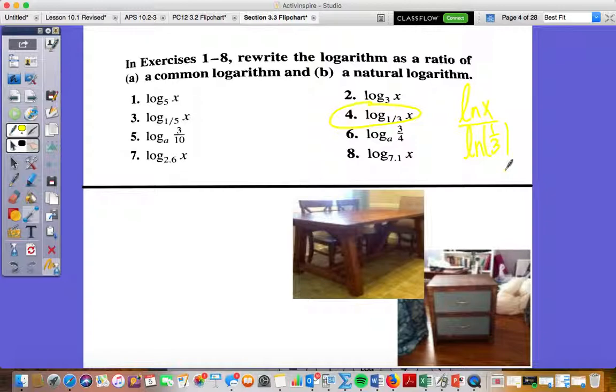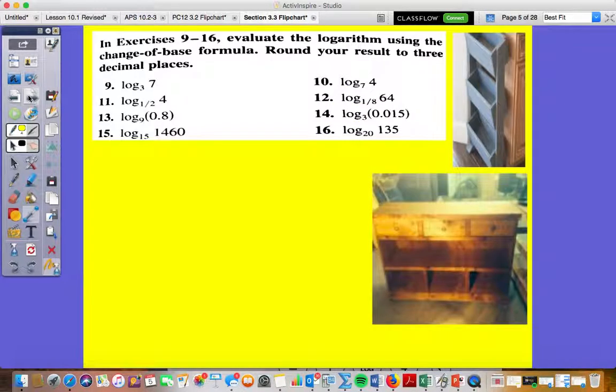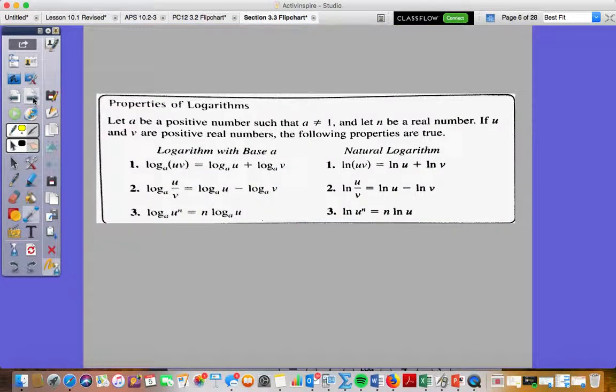Number 3. Ooh, yes. Number 3 is a little tougher. That's going into our third topic. Okay? Or I say second topic. And we're going to go into it this way. I will tell you, this is the part that you're going to be tested on more than the change of base formula. Okay? So this one's very, very important.